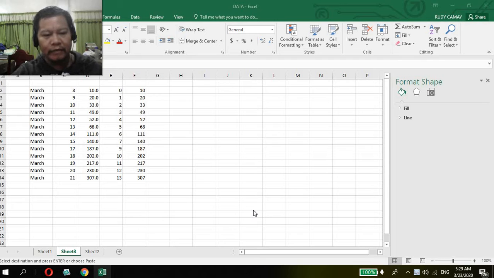Good morning, Philippines. Okay, so I have data in here of COVID confirmed cases in the Philippines. I obtained this data from the internet. The data we have is as of March 8 up to March 21. On March 8, we have 10 confirmed COVID cases, and we have 20 in March 9, 33 in March 10, 49 in March 11, and going all the way to March 21, we have 307 confirmed cases of coronavirus.